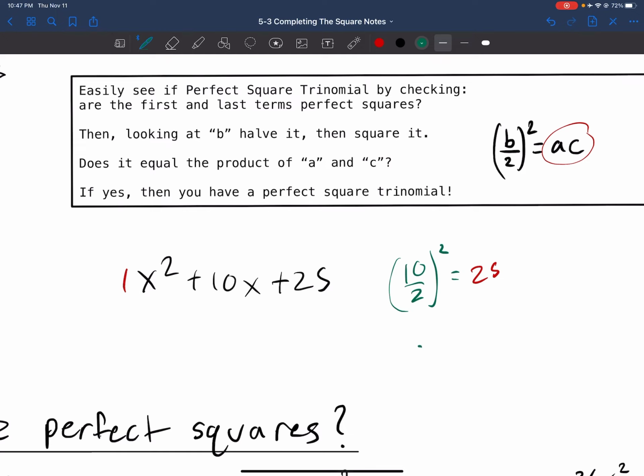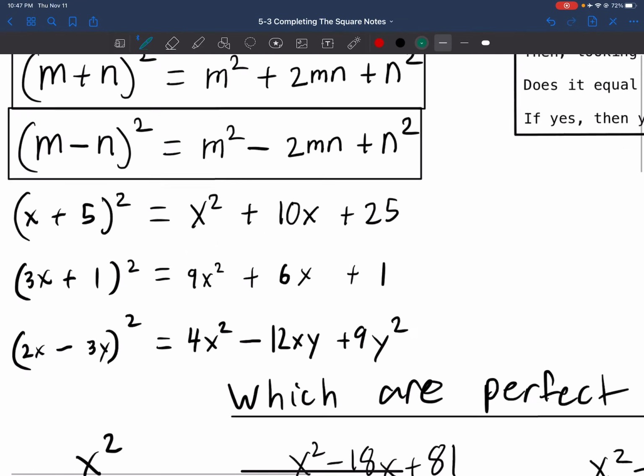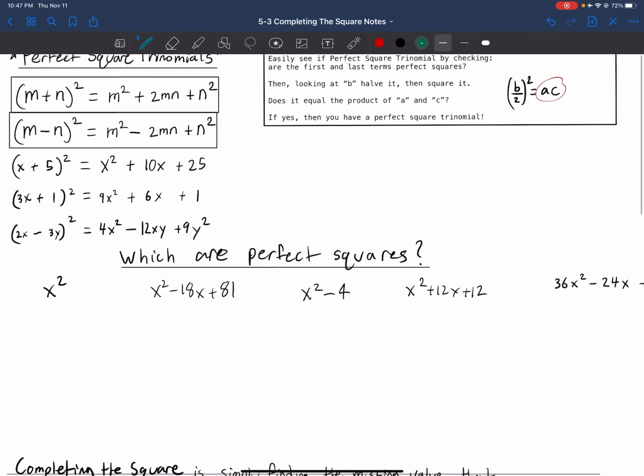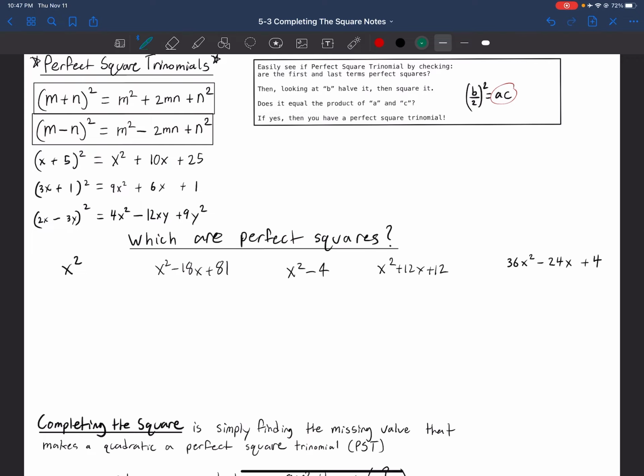Well, 10 divided by 2 is 5. The whole thing squared is indeed 25. So if all of those things are true, this must be a perfect square trinomial, and I can immediately write it in its binomial squared form. So some practice. Which of these are perfect squares?